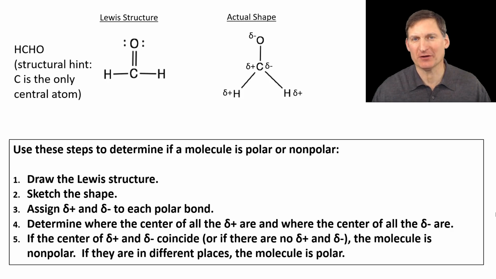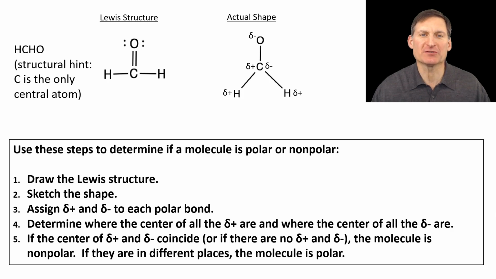If you're wondering how carbon can be partially positive and partially negative at the same time? Well, of course it can't be. It's only one or the other. But what we're doing here is sort of a trick to determine the overall centers of negative and positive charge.